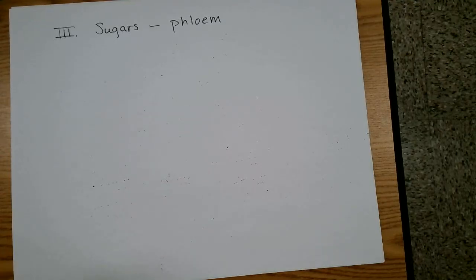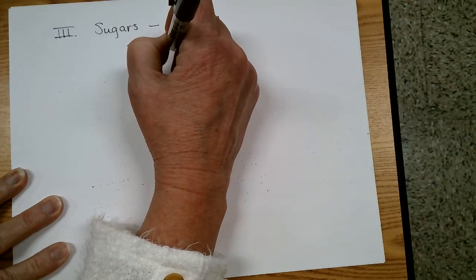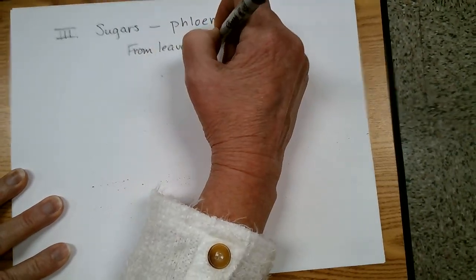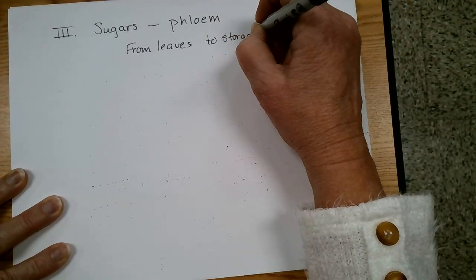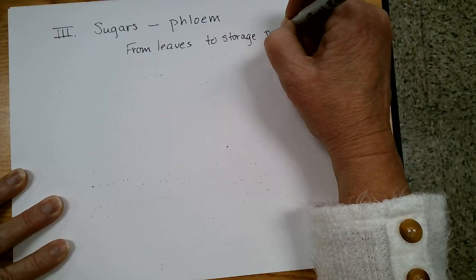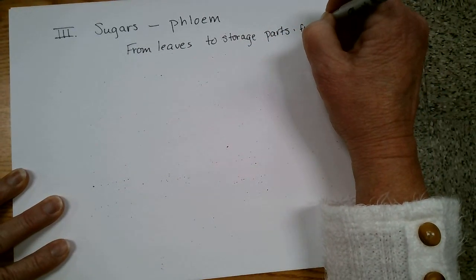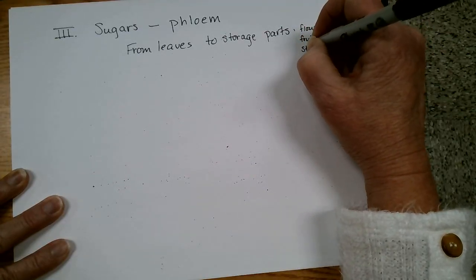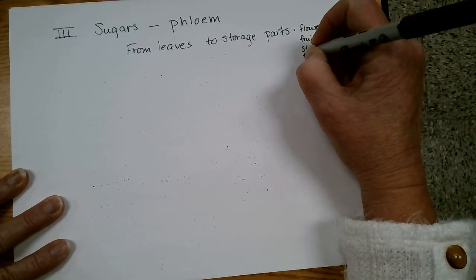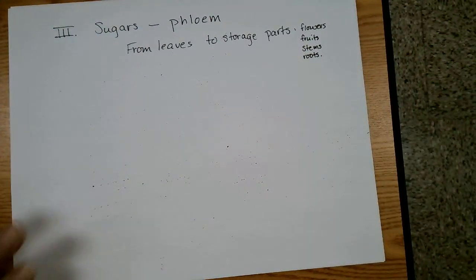It's sending the sugars from the leaves to storage parts. And those storage parts could be flowers, fruits, stems. Some plants even store their sugars in stems, or even roots. They're not often stored in leaves. In fact, I can't think of anything off the top of my head here.